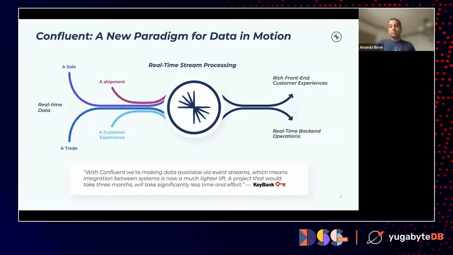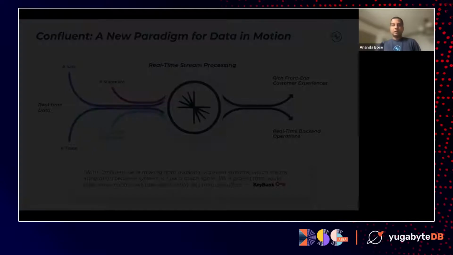So if you hear from KeyBank, KeyBank says that with Confluent we are making data available via event streams, which means that their integration to the backend systems typically is much faster today than what it would have been earlier. And he says something very interesting, where he said that a project that would take 3 months today takes significantly less time and effort.